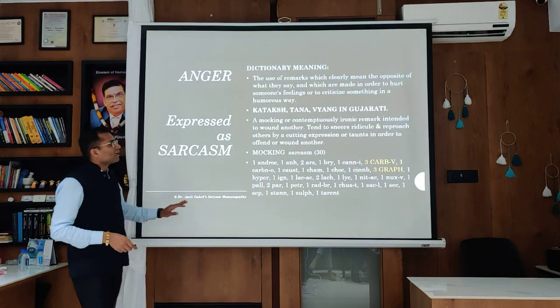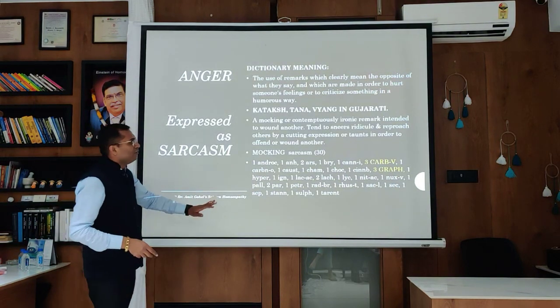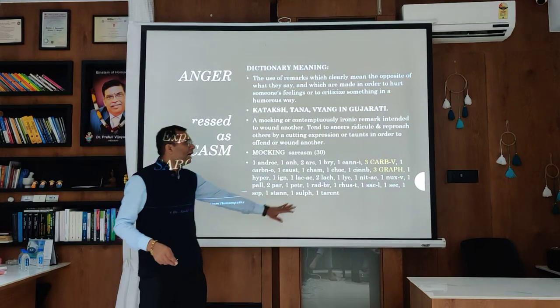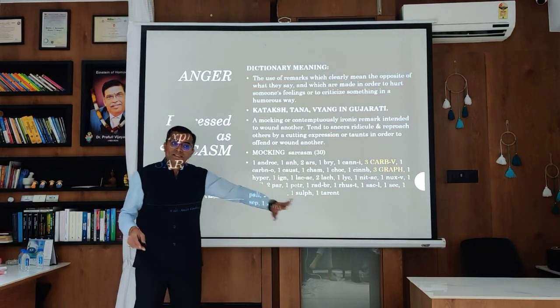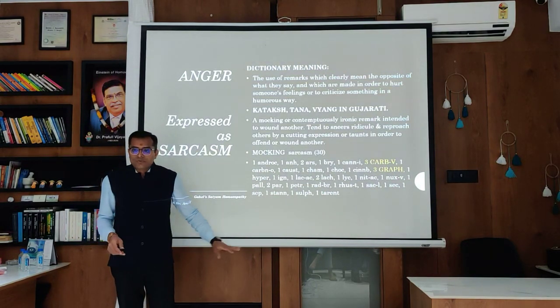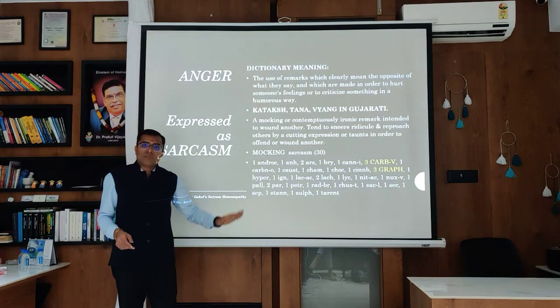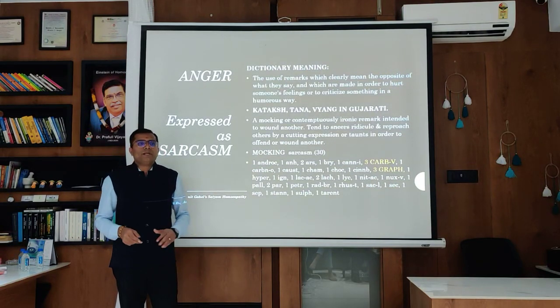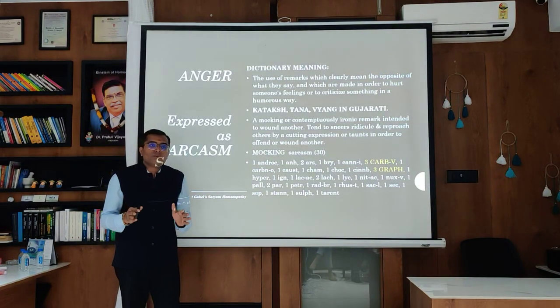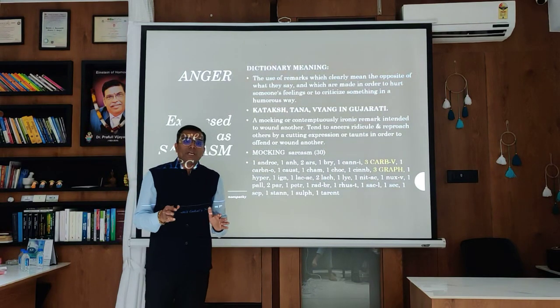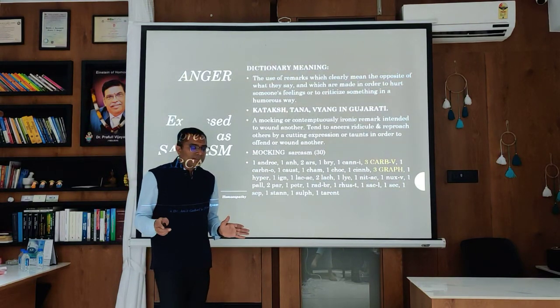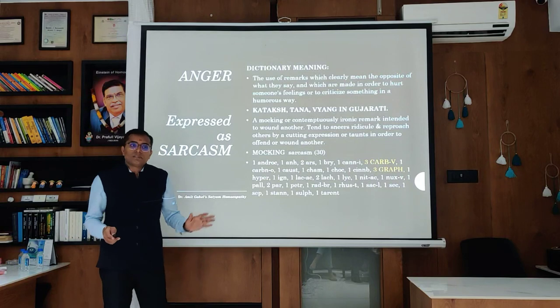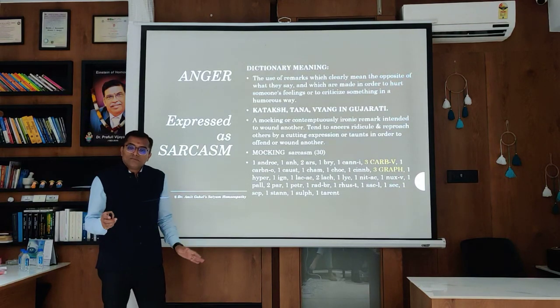So we have mocking sarcasm, we have 30 remedies. Out of 30 remedies, the carbons are the three marks in this sarcasm. So we have Carbo veg and Graphites. They express their anger in terms of sarcasm and mocking. Are you getting me? So let's have some video example of this.